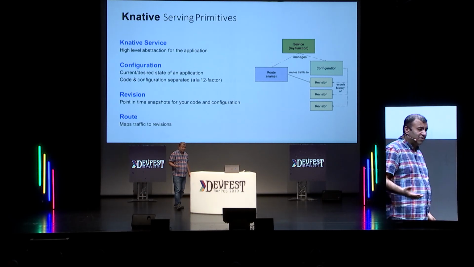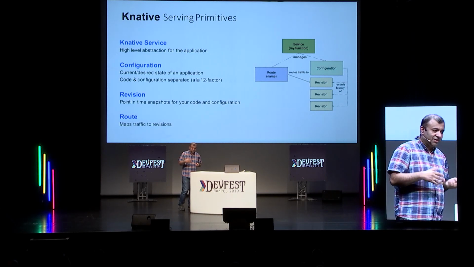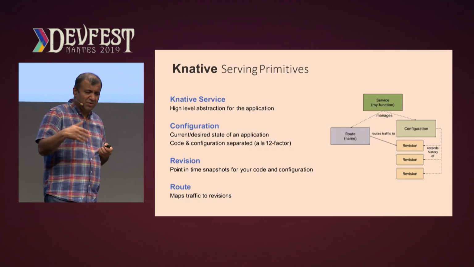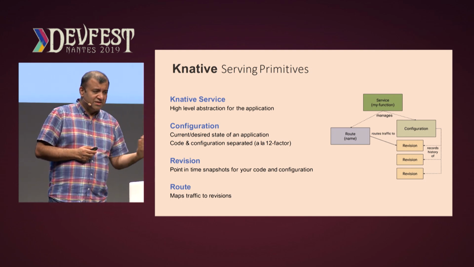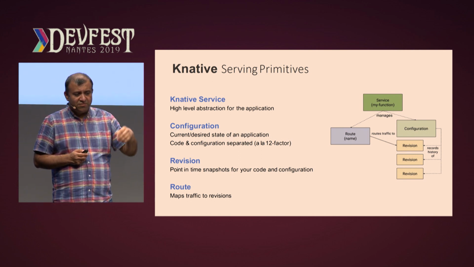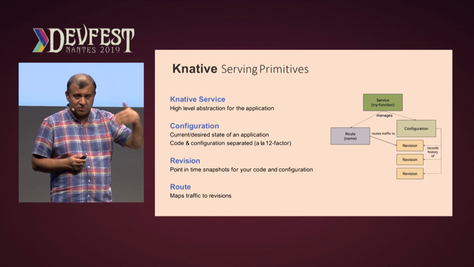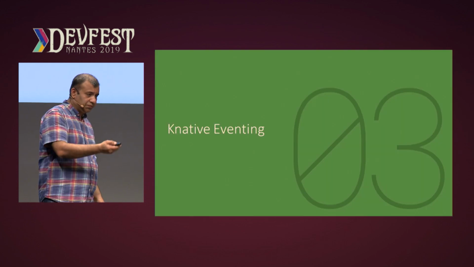So you have, at higher level, the service or the function or container. You have a configuration. I'll show some examples so it will become more clear. In my demo, I have some environment variables. You create these revisions, point-in-time snapshots, and then you route the traffic. And by default, the traffic would go to the latest revision, but you can split it also in any way you want. So that's how the serving works.